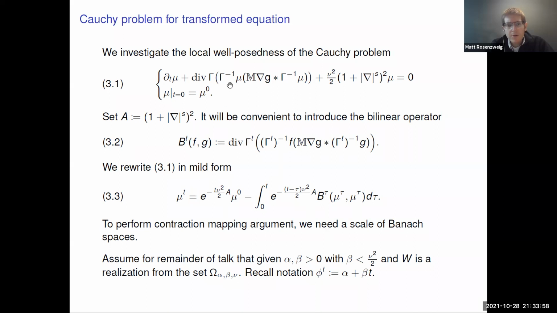We're going to rewrite this equation in mild form. And this suggests that we're going to solve this via a contraction mapping argument. To do that, we need some scale of Banach spaces in order to run this fixed point argument.